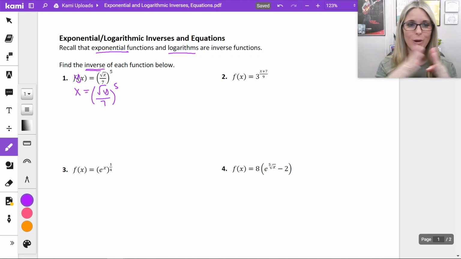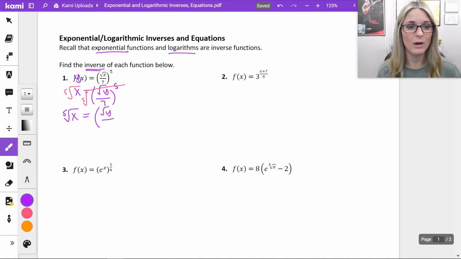Now I've got the square root of y divided by 7 all raised to the fifth power. Let's get rid of that fifth exponent piece first. You can undo the exponent by doing the fifth root on both sides. So we would have the fifth root of x is equal to the square root of y over 7. The fifth root and the 5 exponent cancel out. I don't really need the parentheses around my square root of y over 7 anymore, and you can see now we need to get rid of that division by 7. So multiply both sides by 7.